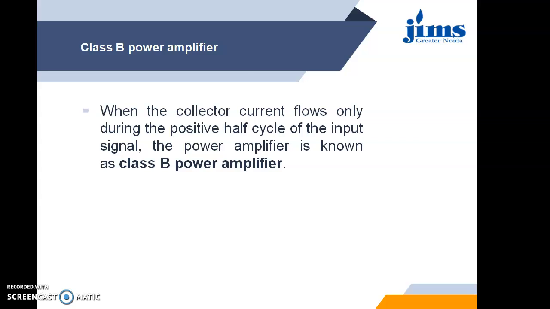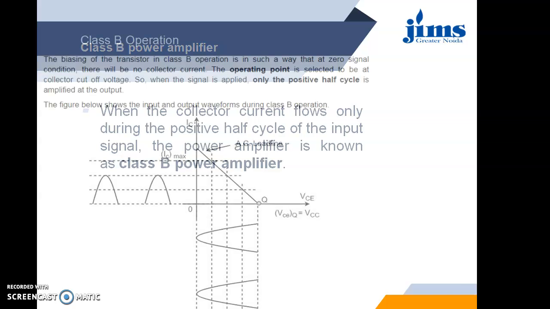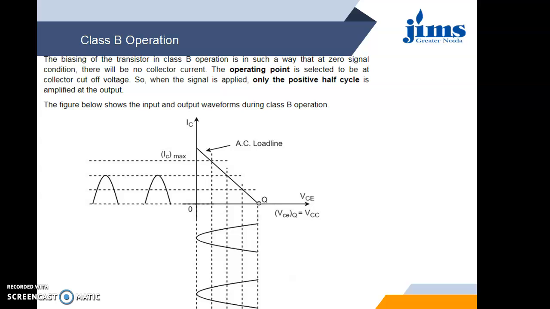In a Class B amplifier, the Q point lies exactly at the cutoff axis and therefore we get the current only for the half cycle of the input signal, and this is the biggest drawback of this amplifier, whereas the best part of this amplifier is that it offers maximum power conversion efficiency of 78.5%.